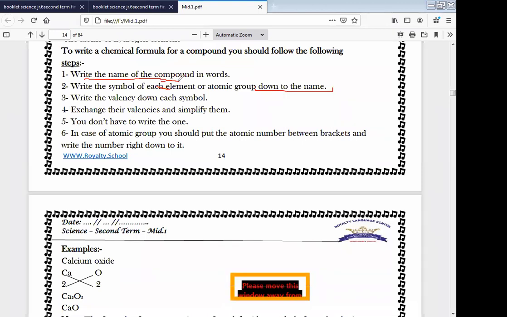Number two, write the symbols of each element or atomic group down the name. Down sodium, I will write Na. Down chloride, I will write Cl. Then write the valency. You should know the valency, as I said at the beginning of this lesson. Study it well. The valency of sodium is monovalent, the valency of chlorine is monovalent. Then exchange and simplify. Look at this example to understand it.